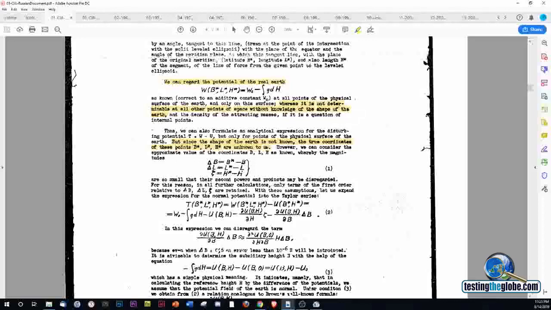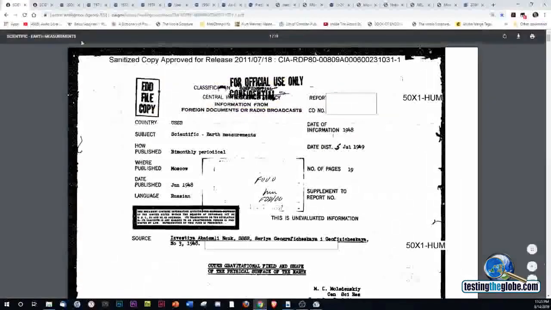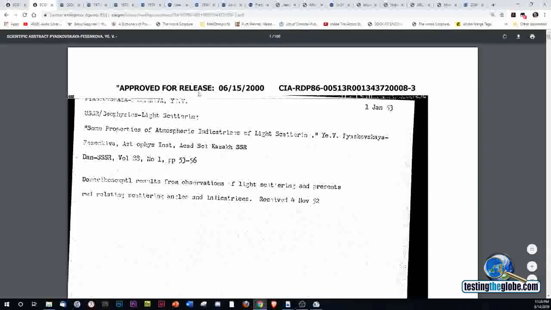But since the shape of the Earth is not known, in 1948, the true coordinates of these points, B, L, and H, are unknown to us. So the Russians are having trouble figuring out the shape of the Earth in 1948. Let's look at another document here. Another declassified CIA document up here, right? They're checking out the firmament in this one.